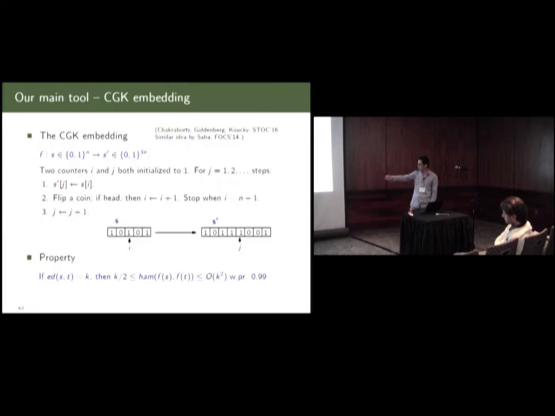It has a very good property. It's a very nice embedding. It's a weak embedding, by the way. If the edit distance between s and t is k, then after embedding into the Hamming space, the Hamming distance of f(s) and f(t) is between k and k squared. So the distortion of the embedding is basically k. This is a nice property we are going to use.